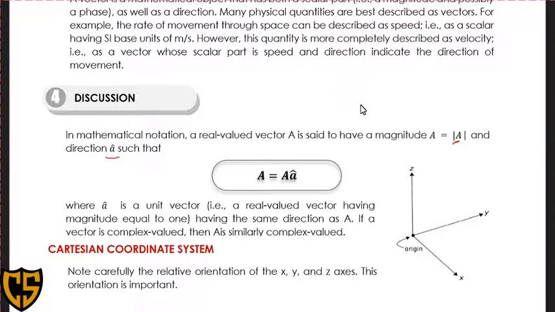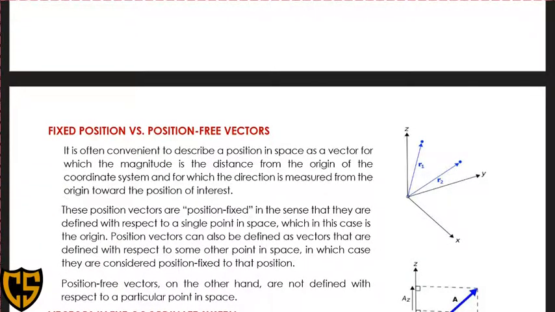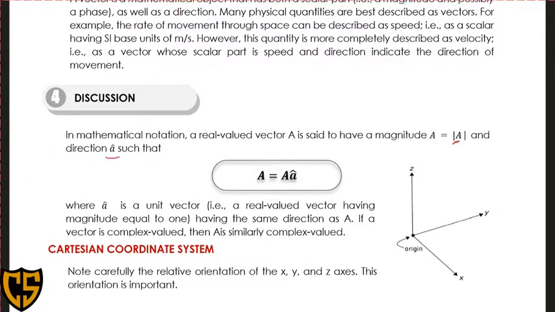It is a real valued vector having magnitude equal to 1. So you just multiply by 1, that is, you multiply by the unit vector, having the same direction as A. So if the vector is complex valued, then A is similarly a complex value. So what is important for this lesson is that we need to be familiar with the coordinate system. Since high school, we are already familiar with the coordinate system.